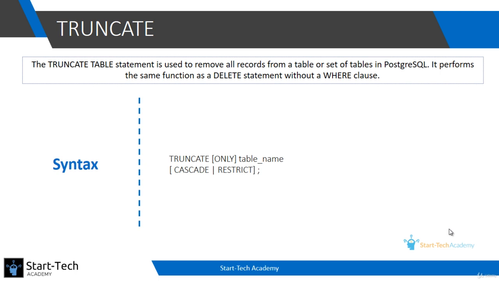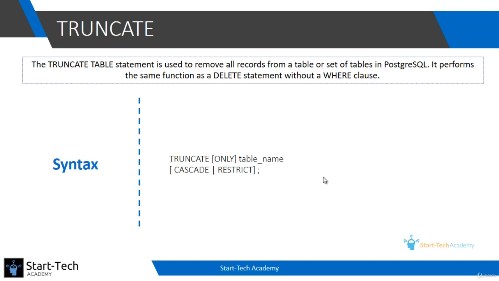If you look at the syntax, it starts with truncate. You have an optional parameter only. Then you mention the table name. Then there is optional parameter of cascade or restrict. So when to use this only keyword? If your table has descendant tables, in case some table has inherited columns from this table, if you use only, this table will be deleted, else any descendant table will also be deleted.